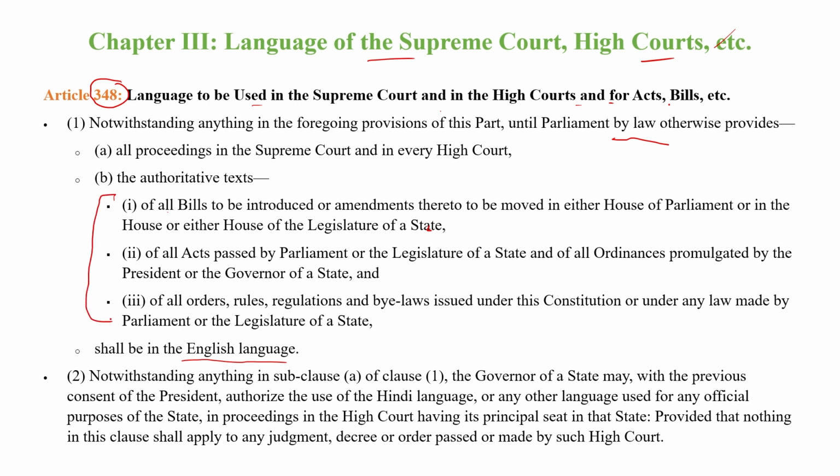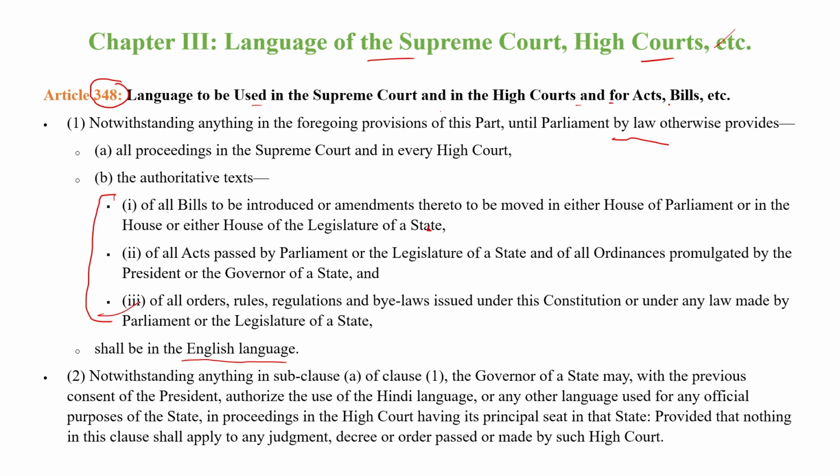What kind of matters? If a bill is passed in Lok Sabha and Rajya Sabha, or Vidhan Sabha and Vidhan Parishad, then the bill can be introduced in the English language only. That is the first criterion. Second, if the president or governor makes any law through an ordinance. What is an ordinance? An ordinance is a power of a governor and a president through which, in the absence of Parliament or the state legislature, the president and governor can make law respectively. So if there is an ordinance passed by the president or governor, then it shall be in the English language.